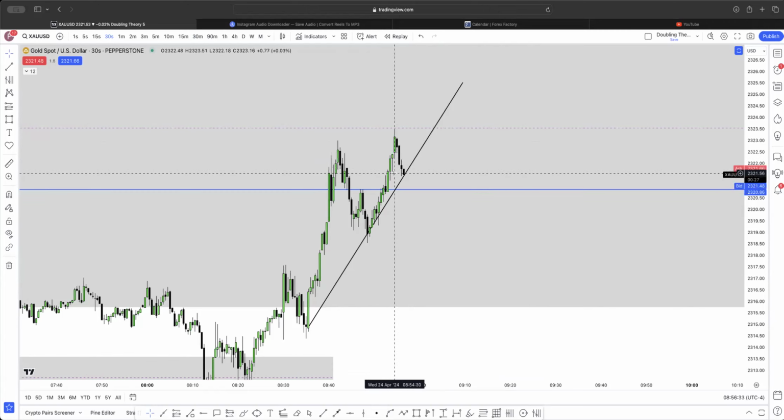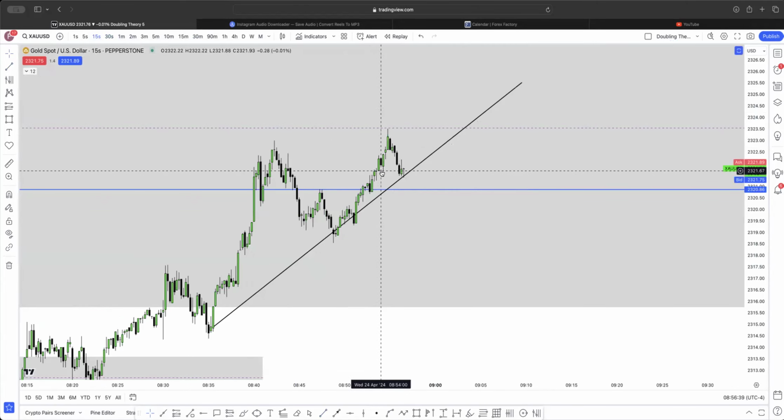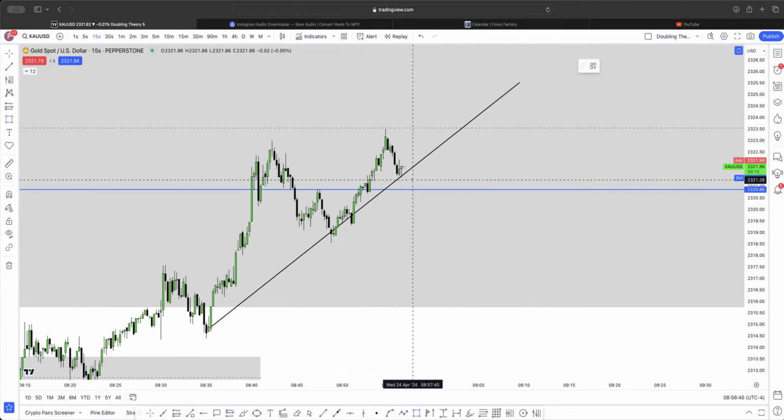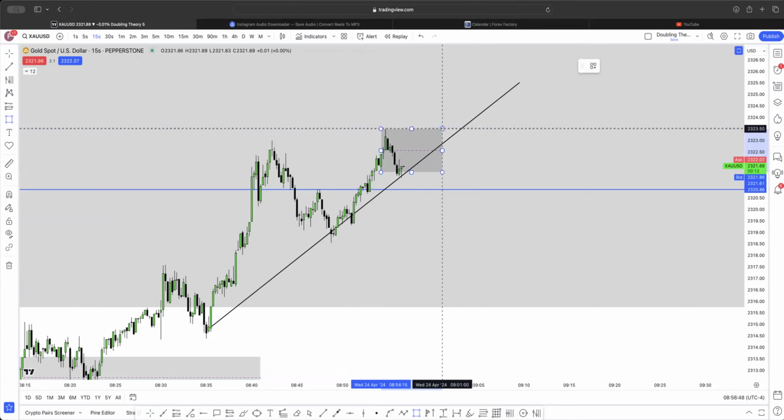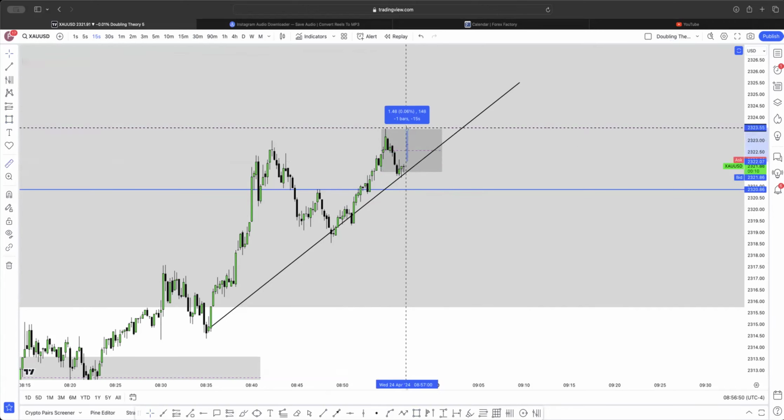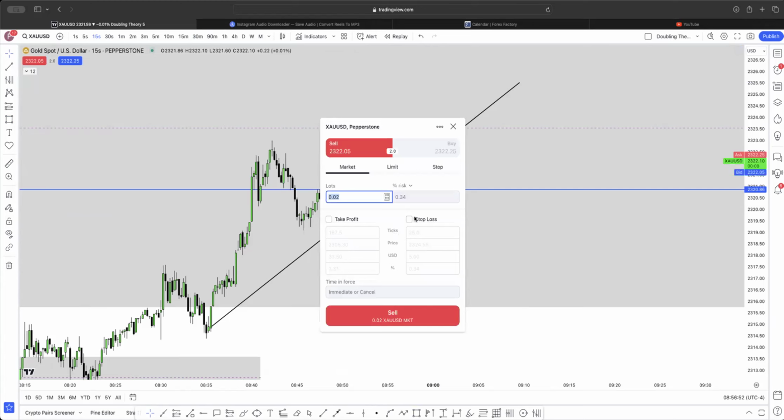Now this structure here, this low and this high, it's invalid. Price did not close through it, right? So if I look at the 15-second chart, it's now valid, right? So we can see we broke through this trend line. What I would do is I would measure this range and I'll focus on selling short now. Okay. Focus on selling short right now.